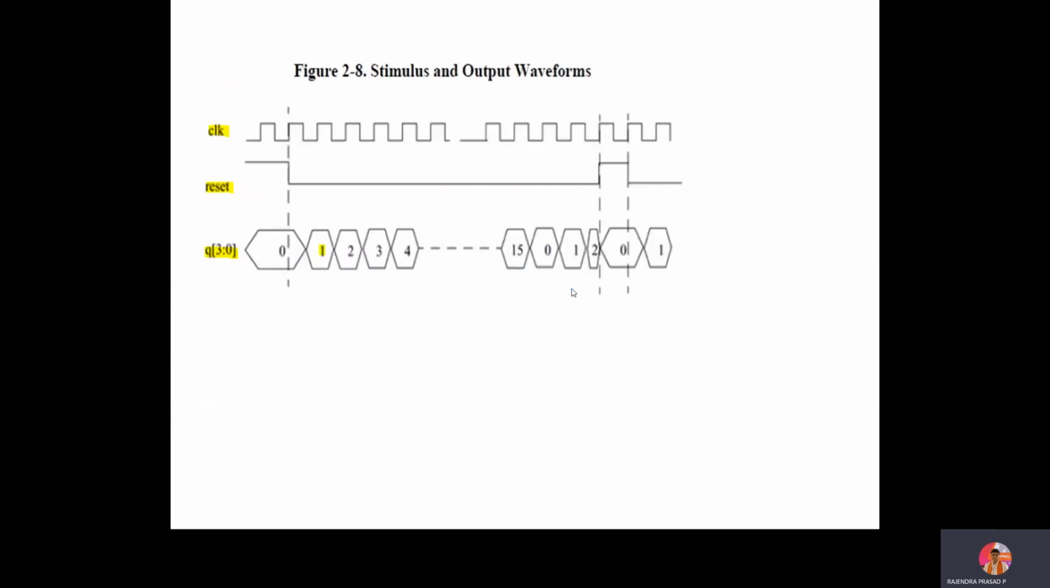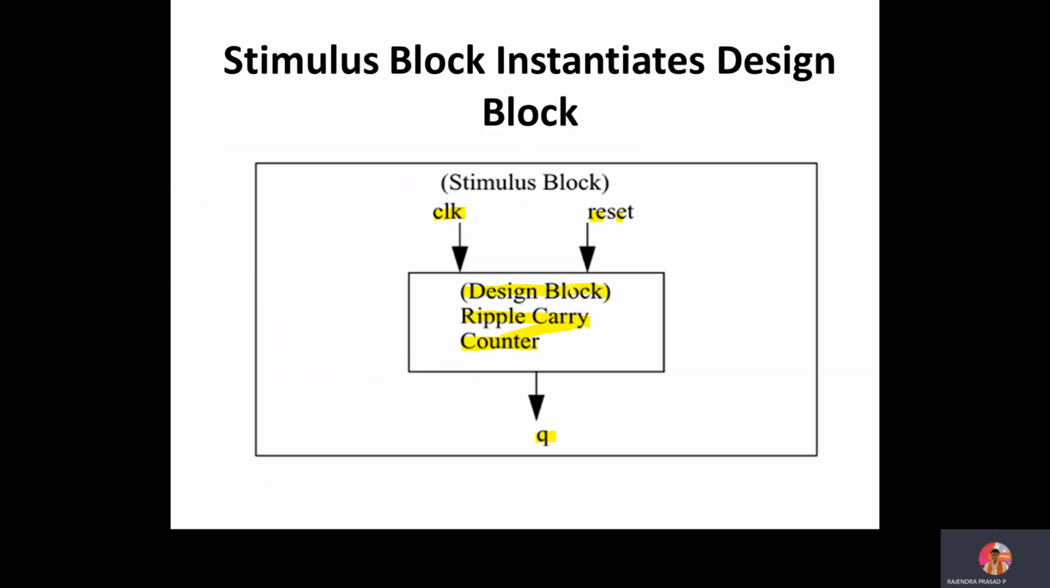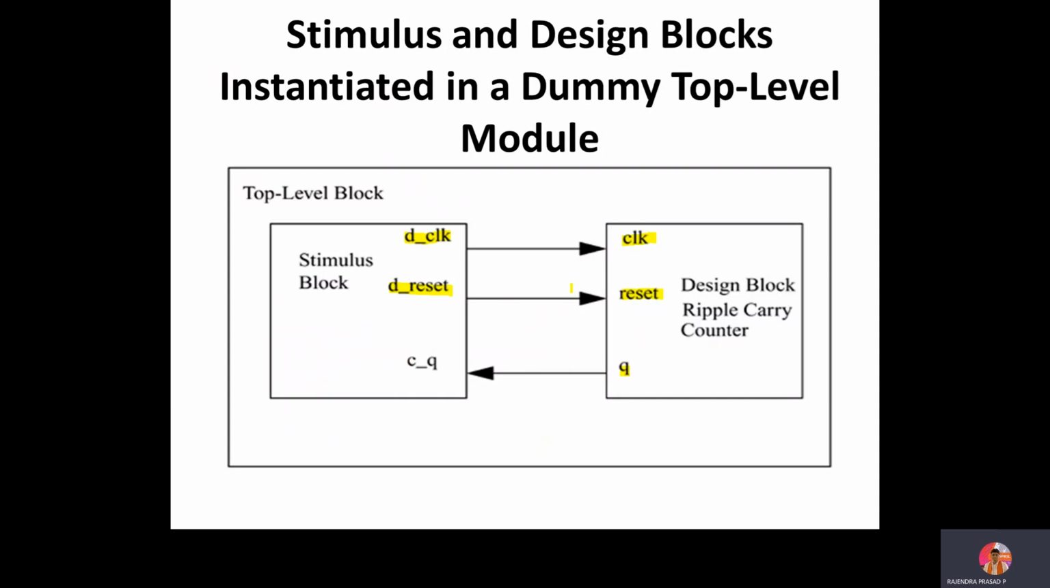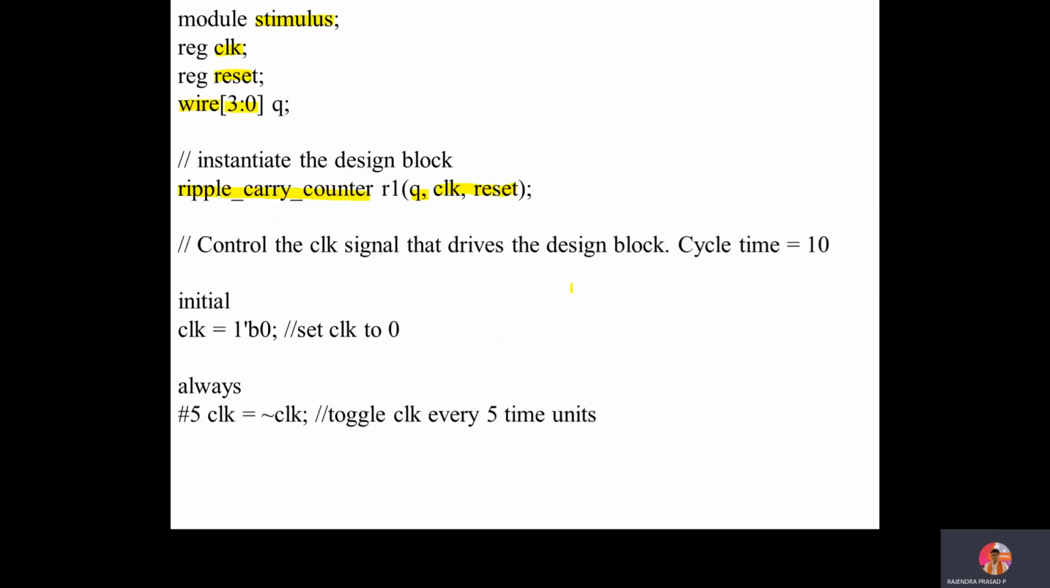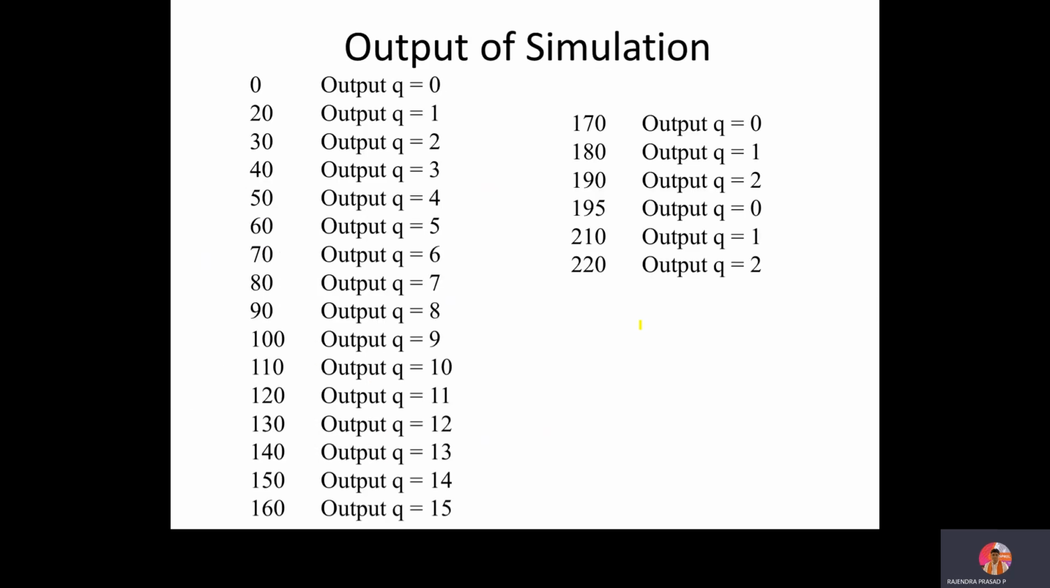And this is how you need to write the stimulus code for the 4-bit ripple carry counter. First the variable initialization, then writing the program for the clock value which has been shown here. Then writing the program for the reset value which is shown here, then monitoring the output value. So this is your stimulus program output result which you need to observe.